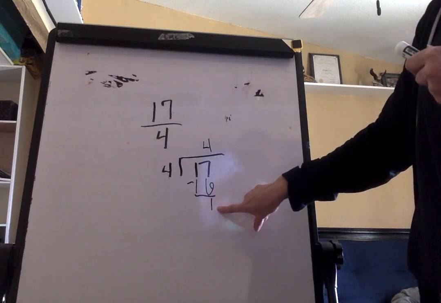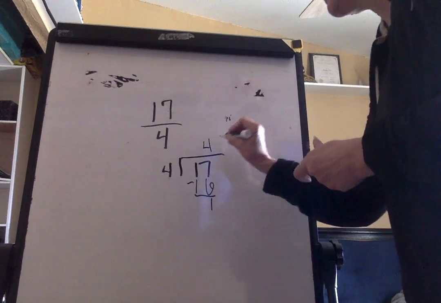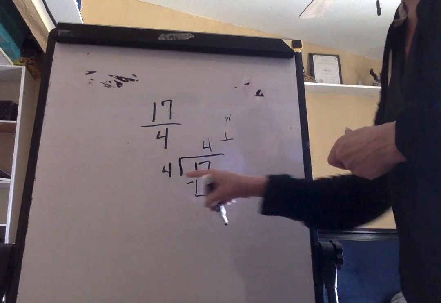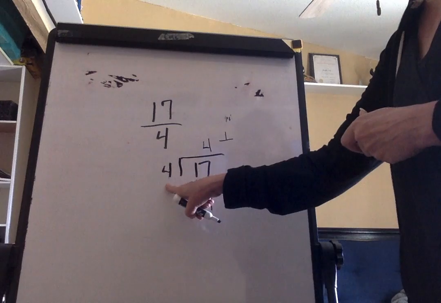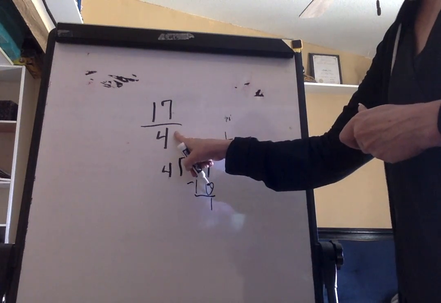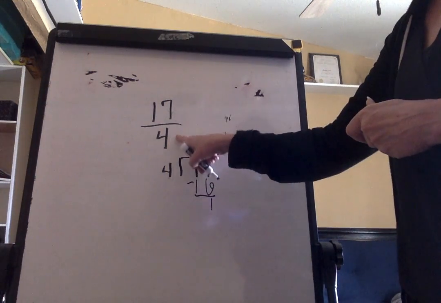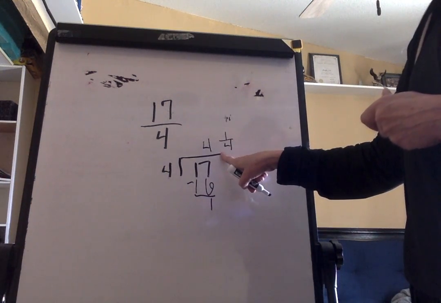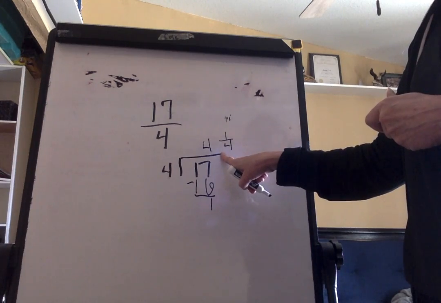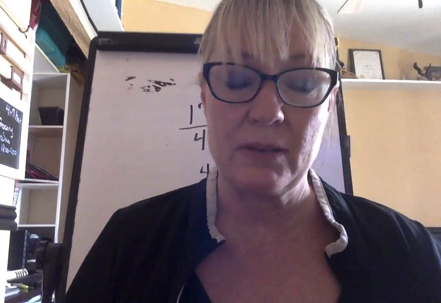The second step is I'm going to write my remainder, which is 1, as a fraction. I'm going to put it over the same denominator I started with, which is 4. 17 divided by 4 is 4 1/4. 17/4 is equivalent to 4 1/4. Okay, so that's one way that we simplify improper fractions.